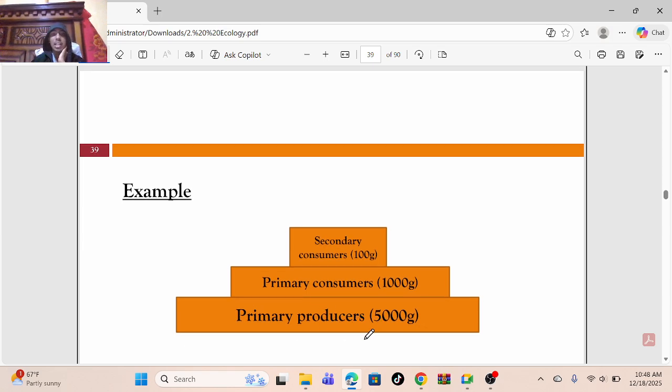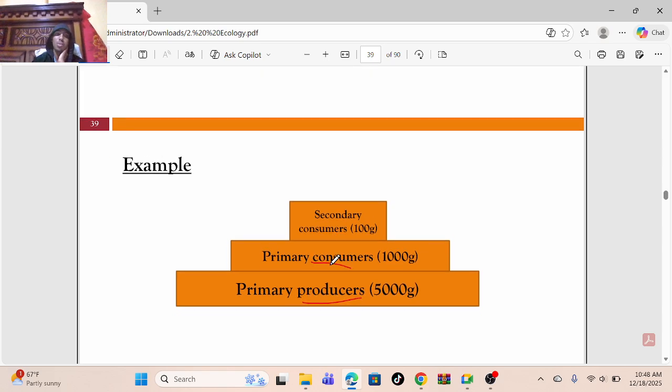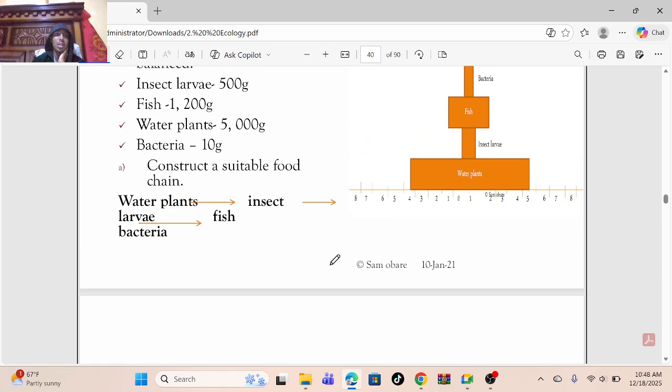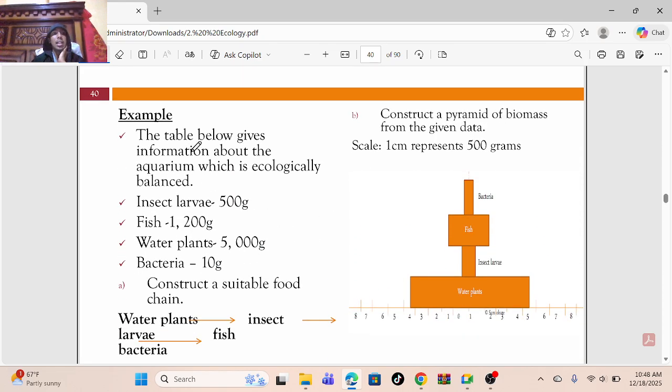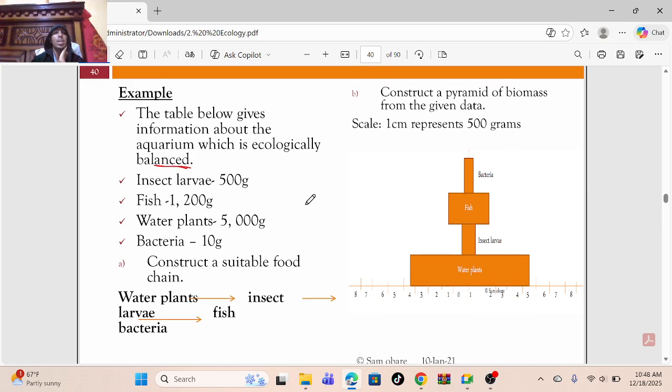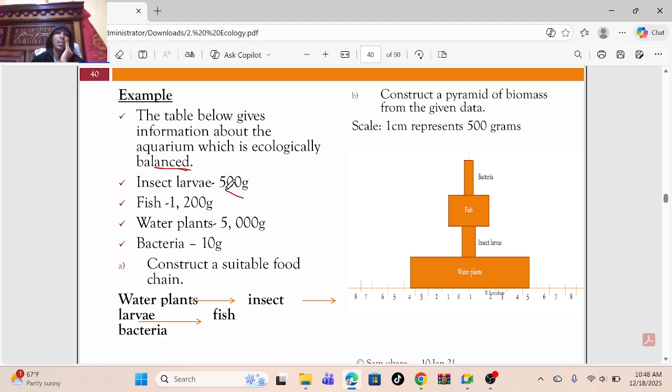Zina chora the same way. So producer huko, then consumer, then secondary consumer zinakuwa hivyo. So for example, this table shows an aquarium which is ecologically balanced. Insect larvae 500, fish 1200, water plant 5000, na bacteria ni 10 gram. Construct a suitable food chain. So inaanza from water plant, from water plant inaenda kwa insect larvae.